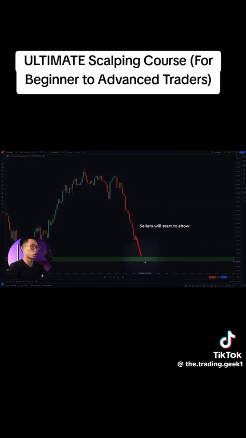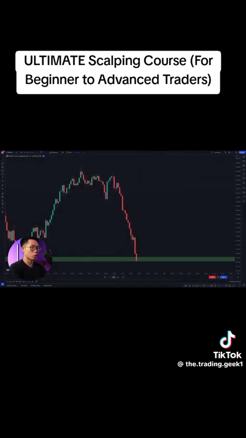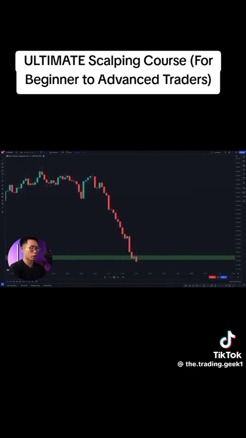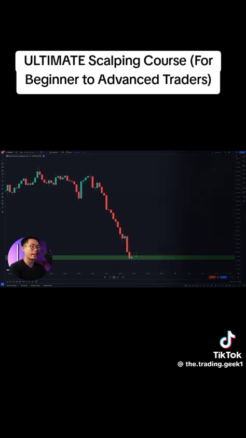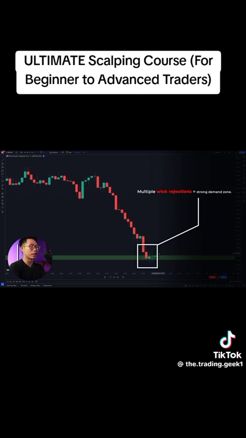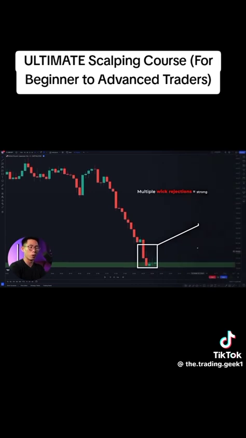The sellers will start to show some sort of weakness, and then that is when we can potentially enter for a buy. So right here, we are waiting to see what price does at this key demand zone. And you can see, okay, a doji candlestick, another wick candlestick, and another candlestick wick. Guys, like I said, you must look for at least 3 candlestick wicks, right? This signifies there are multiple wick rejections at this key demand zone. So, a very strong demand zone.